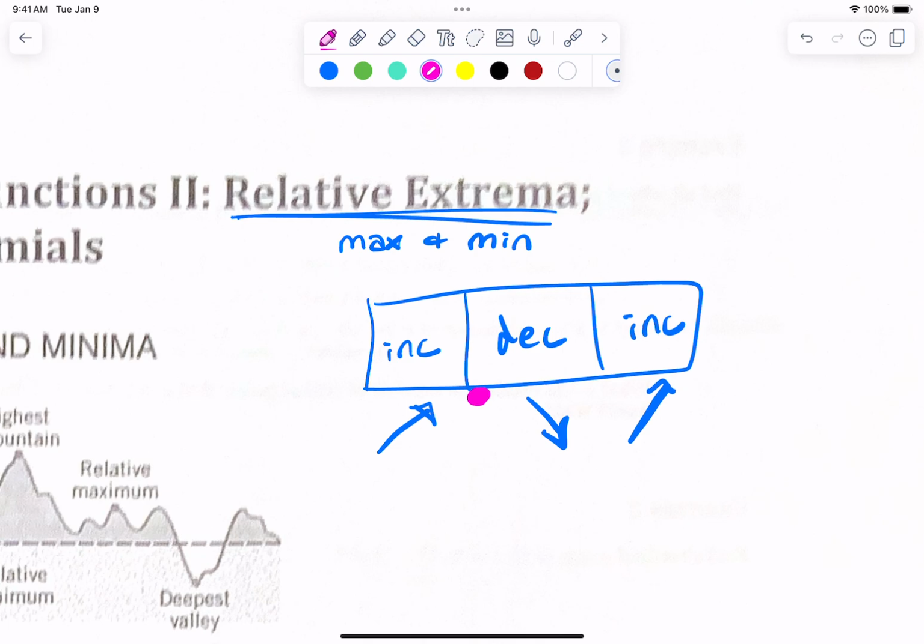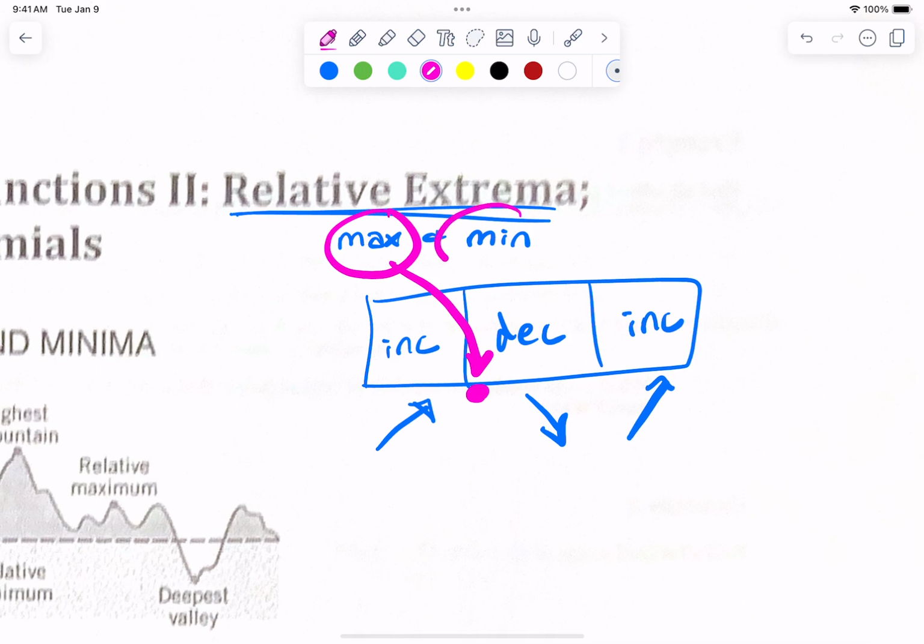At this point, what's he doing? Absolutely nothing. He's a maximum, right? Because he's increasing, then decreasing. Here he is decreasing and then increasing, so he is a min. Do you see how that works? Okay, you guys already know this.